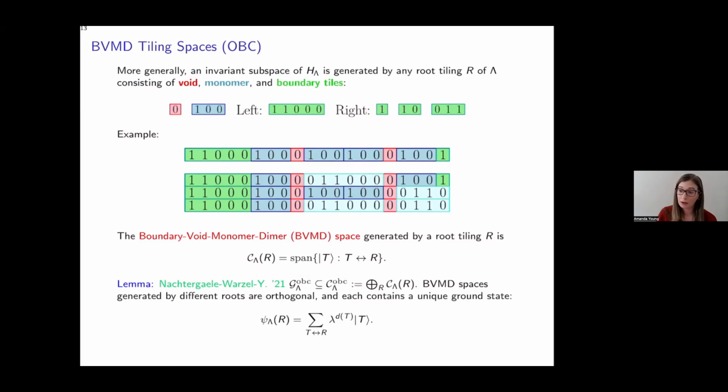Again, the collection of configuration states that correspond to all of the different tilings you can get from applying the replacement rule to the root tiling will produce an invariant subspace of your Hamiltonian, and it will support a ground state. And it will support a ground state using the same rule that we had before. You sum over all of the tilings that are obtained from the root R, and then you multiply it by the value lambda to the number of dimers in the tiling.